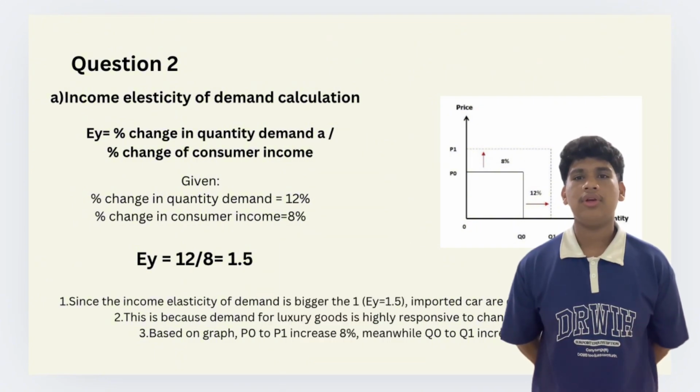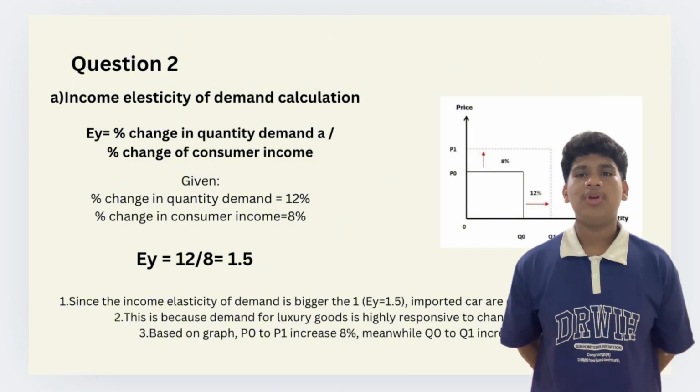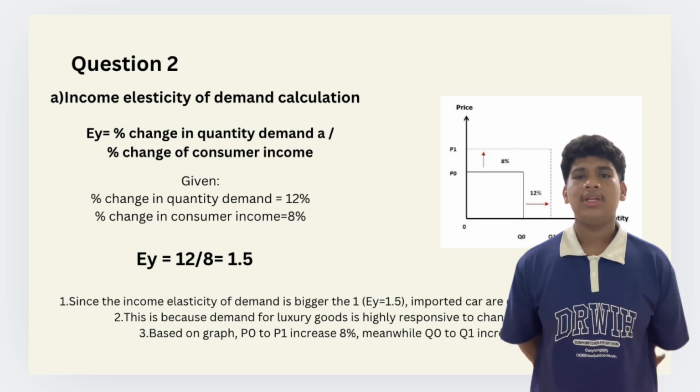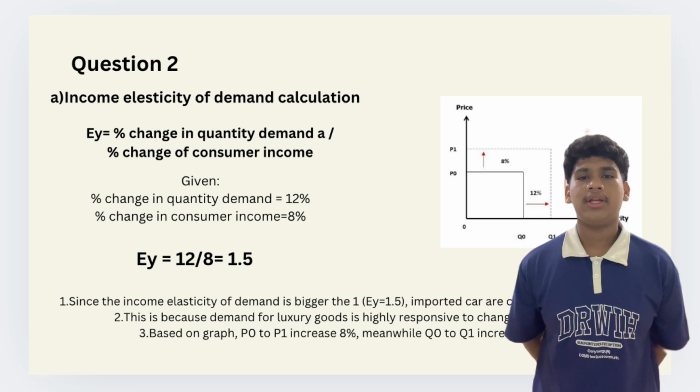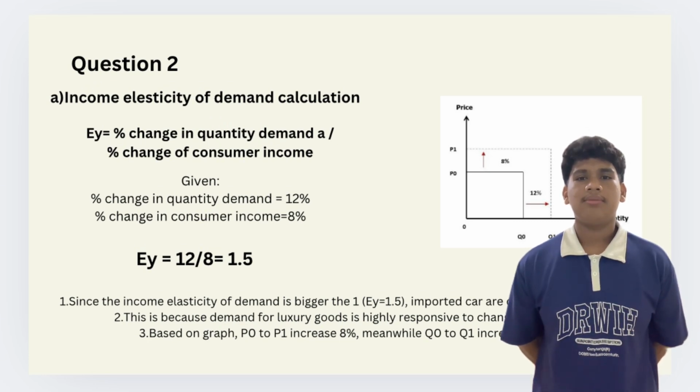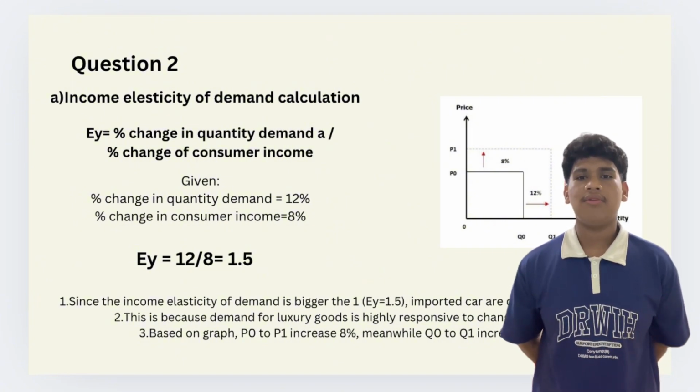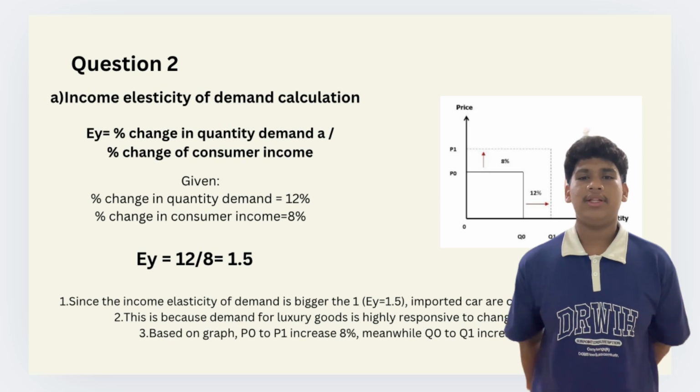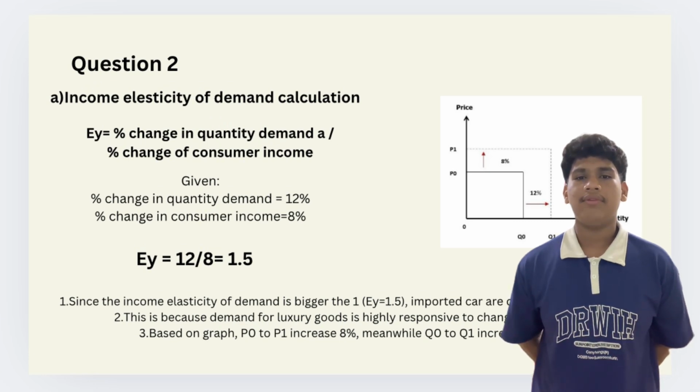Today, I want to discuss question 2. Question 2A is to calculate the income elasticity of demand for imported cars and to find out whether imported cars are necessity or luxury goods. To solve this, we use the income elasticity of demand formula. The formula is EY equals percentage change in quantity demanded of good A divided by percentage change of consumer income. Based on the question, the percentage change in quantity demanded given is 12% and the percentage change of consumer income given is 8%. So, insert these numbers in the formula. It will be 12 divided by 8.